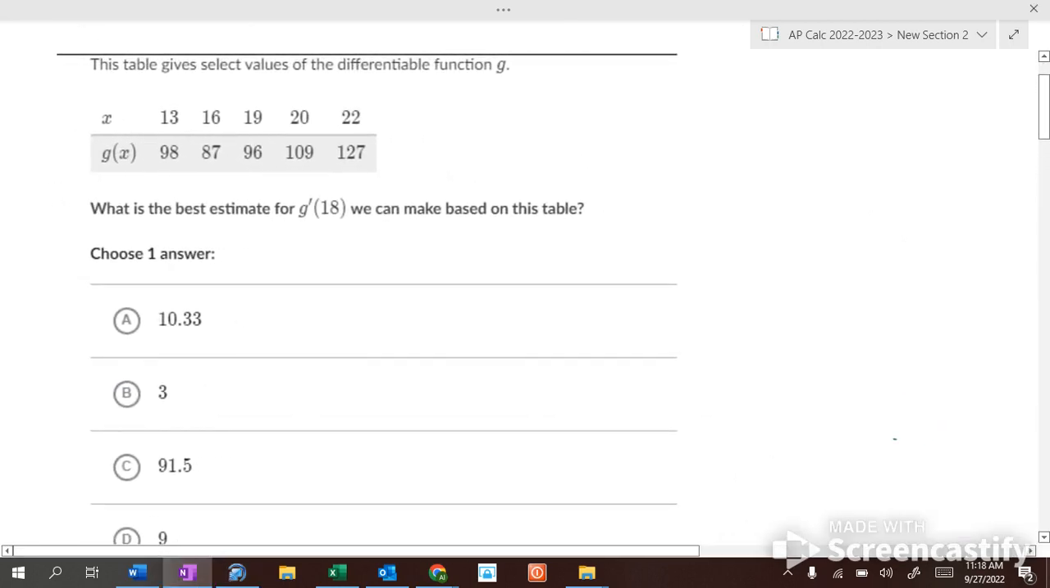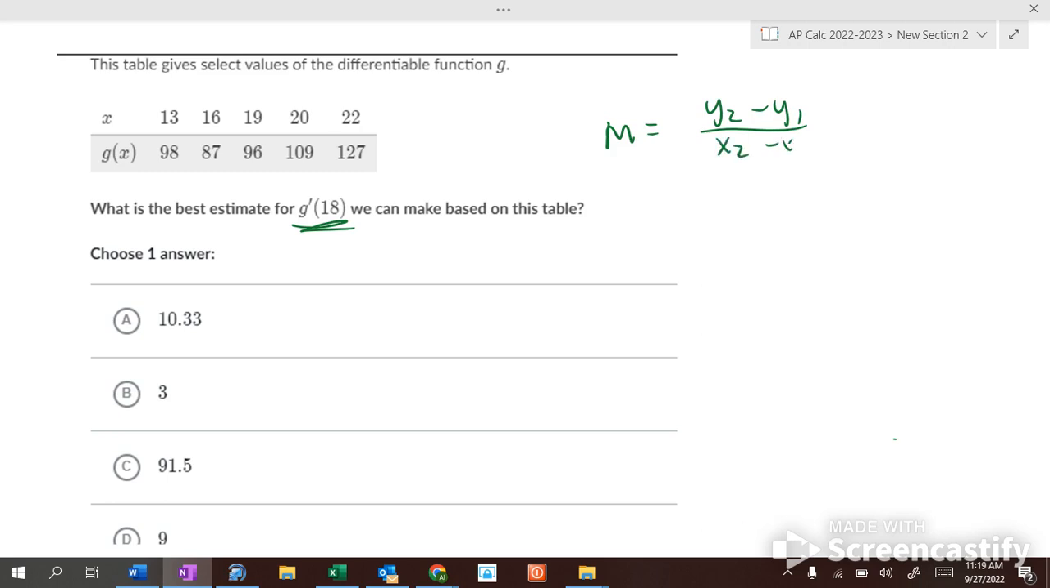Here's a table of values. What's the best estimate for the first derivative at 18? Well, to figure that out, we have to understand derivatives. And a derivative, what have we said it's basically like? Slope. So how do we find slope? Well, slope equals y2 minus y1 over x2 minus x1, right?